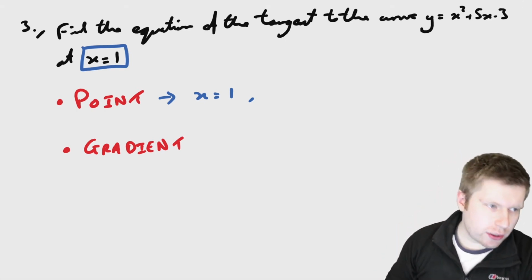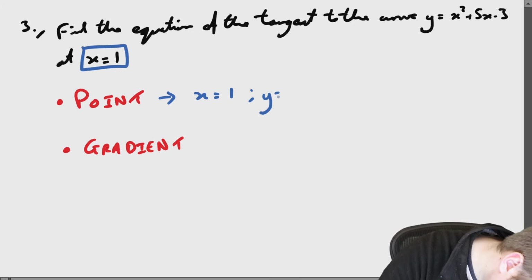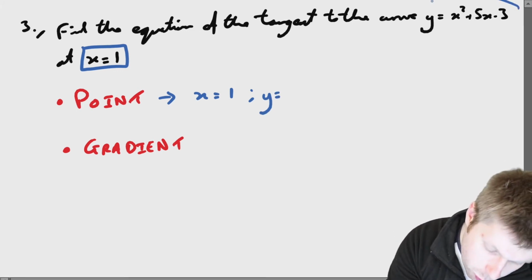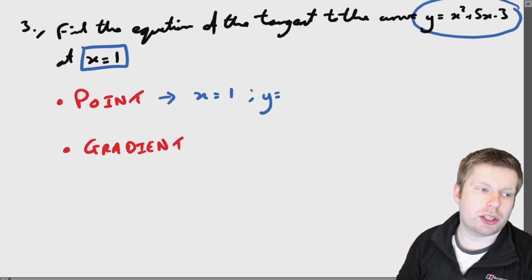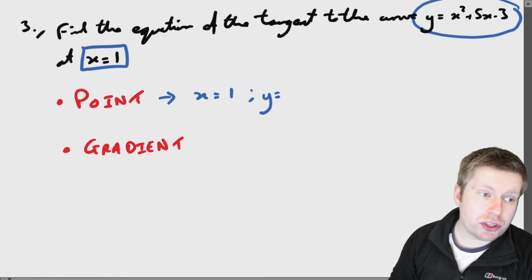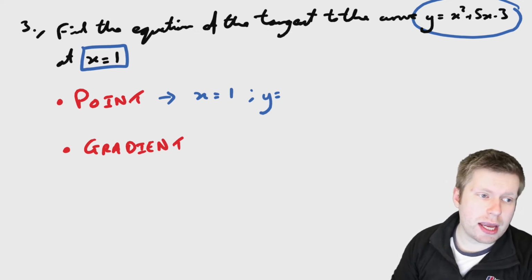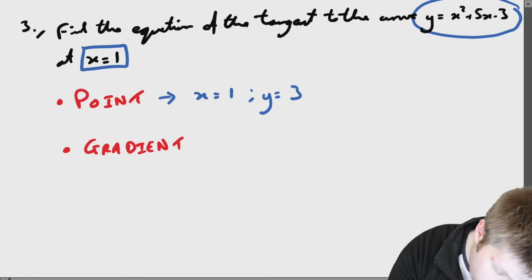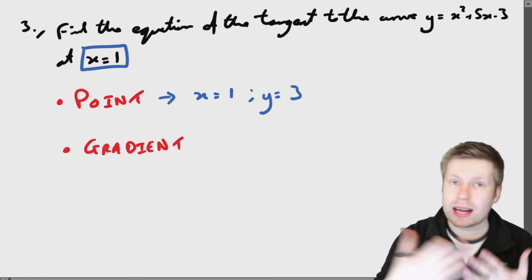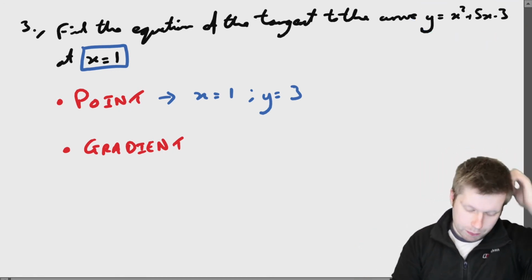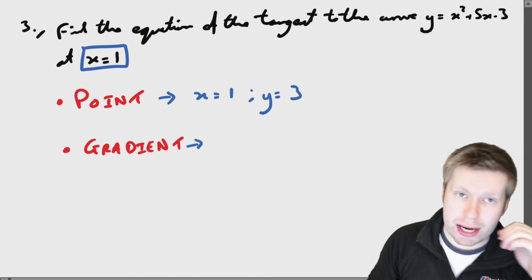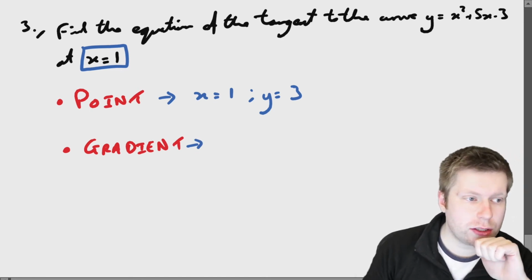So in other words, if I want to find y, I just simply need to stick x equals 1 into this equation up here. So therefore I should get 1 squared plus 5 times 1 take away 3. That's going to give me 3. So y is equal to 3. So therefore I have an x and a y value. That's a point which lies on the line. Next, I need the gradient of this tangent. I need the gradient of the line.